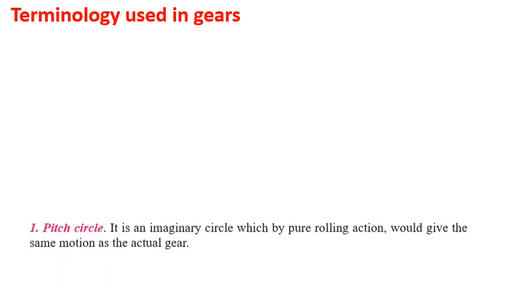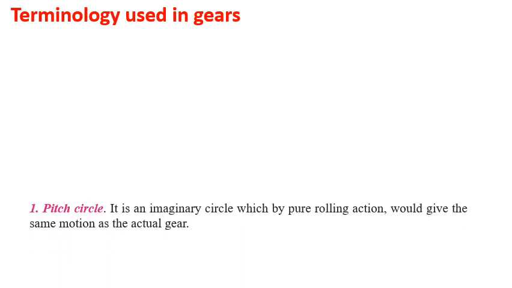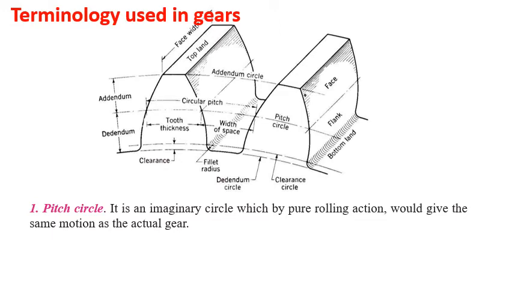So next one, terminologies used in gears. So the first one is pitch circle. So what do you mean by pitch circle? Let us consider a part of a gear. So we consider two teeth of a gear. Using this, we are going to explain the different terminologies used in the gear.